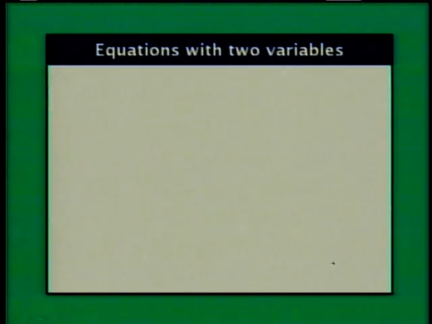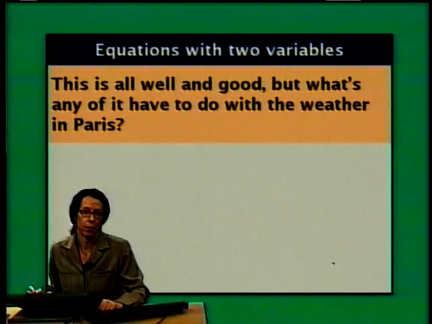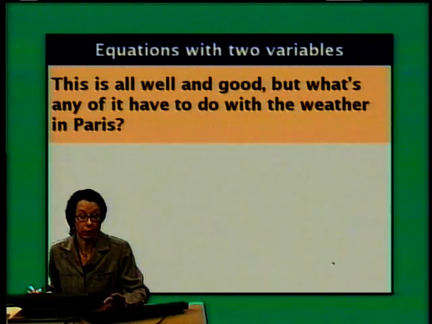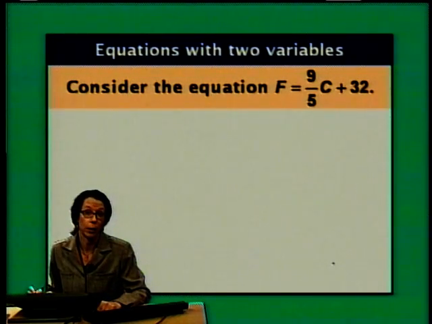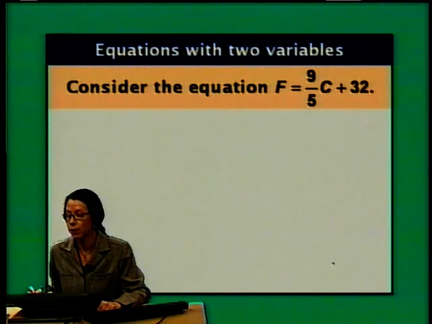So now you might be thinking, this is all well and good, but what does any of it have to do with the weather in Paris? Well, I can make a connection. Here is an equation in two variables: F equals 9/5 C plus 32.